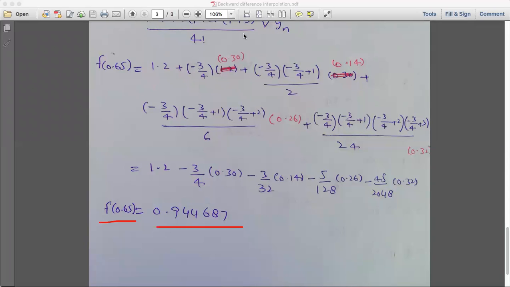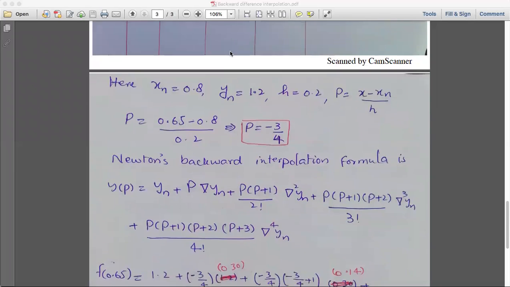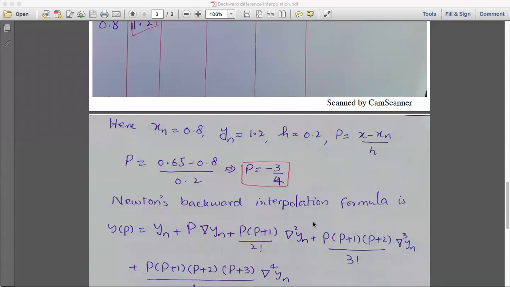This is the way to find a function by using Newton's backward interpolation formula, and here we used Newton's backward difference table. We use backward difference table and we use Newton's backward interpolation formula.